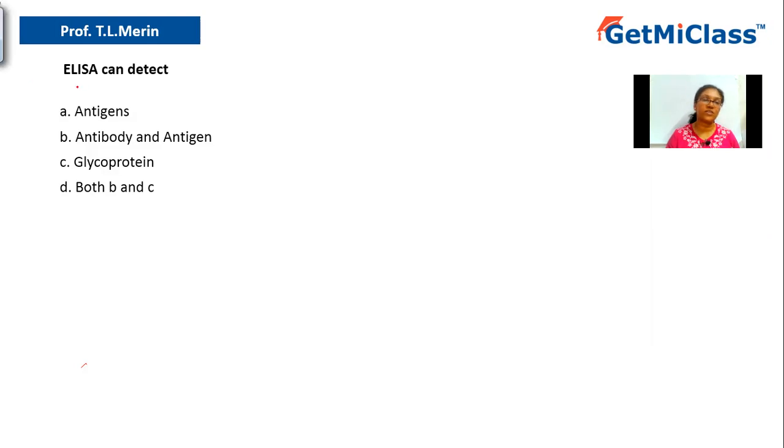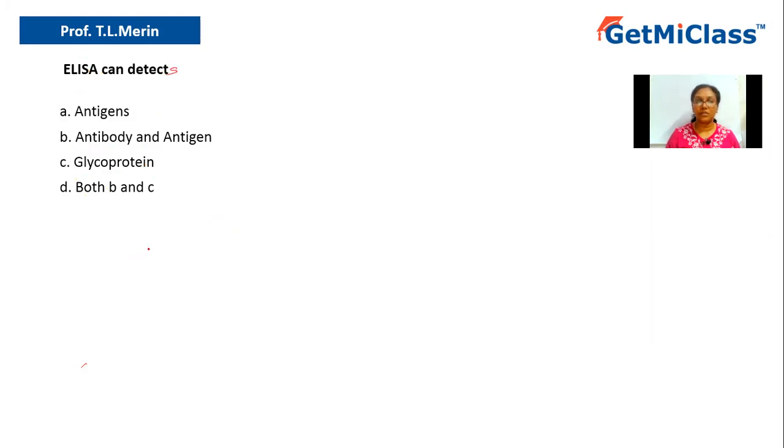So let's solve this question which says ELISA can detect option A antigens, option B antibody and antigen, option C glycoprotein, option D both B and C. Now let us understand the question. It says ELISA detects. So what does ELISA detect?